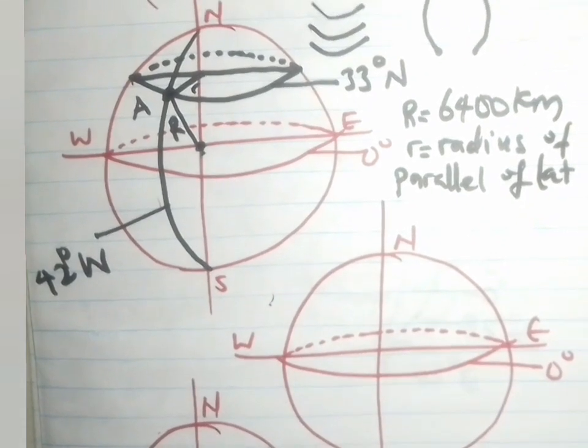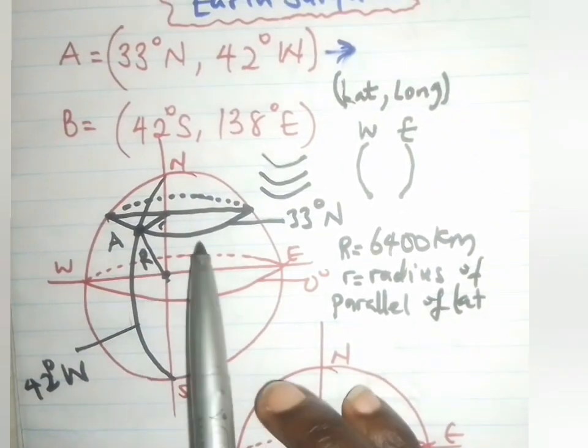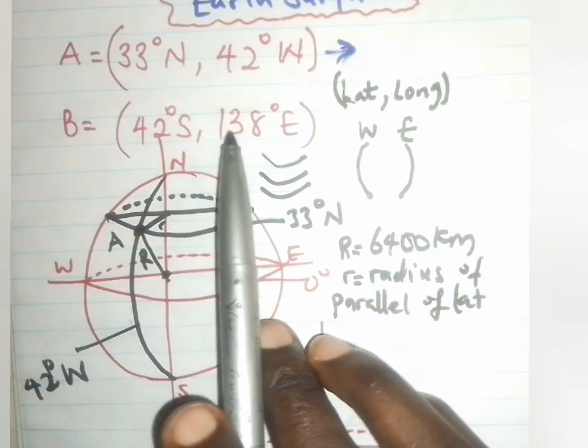Let's take the next one. The next one is 42 degrees south, and 138 degrees east.